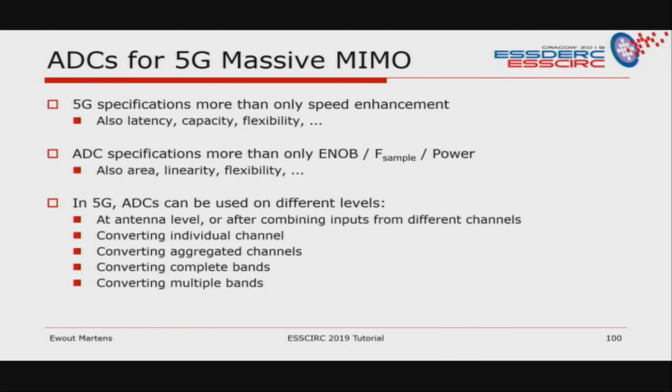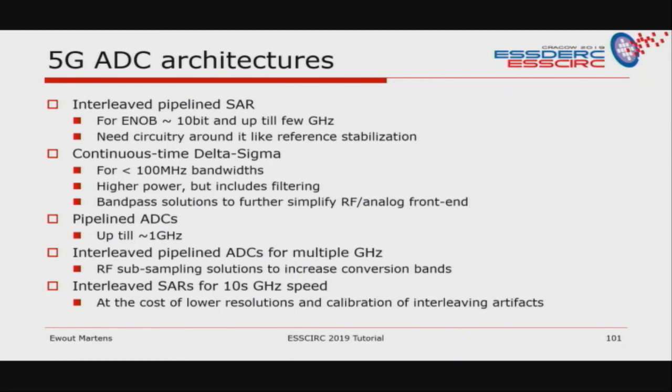So in 5G MIMO systems, you can use the ADCs at different levels. You can put them at the antenna, or you can combine the inputs from different antennas. You can have different speeds by converting either an individual channel, an aggregated channel, complete bands, or even multiple bands at once. But it generally comes at the price of needing an ADC with larger linearity or larger dynamic range. So what are the most promising ADCs or architectures?